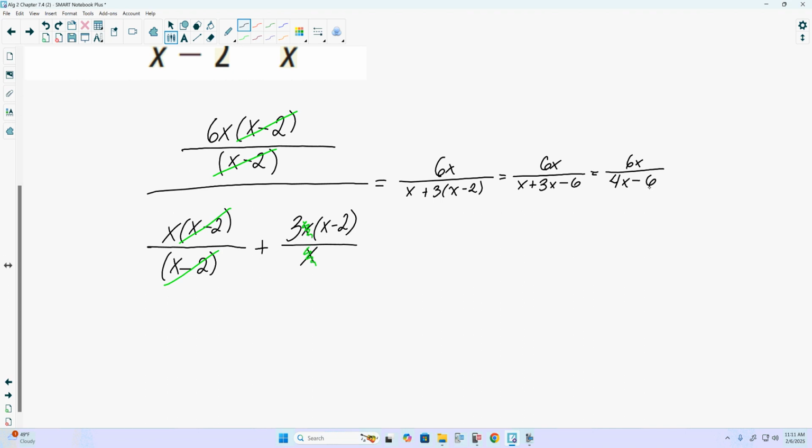4x minus 6. Anything in common with 4x and 6? 2. Which means we can factor the 2 out, telling us that we have 2 times 2x minus 3. Now, before the 6x over 4x minus 6, I can't reduce anything because the 4x minus 6 are only 2 terms down there being subtracted. They're stuck together with addition and subtraction.